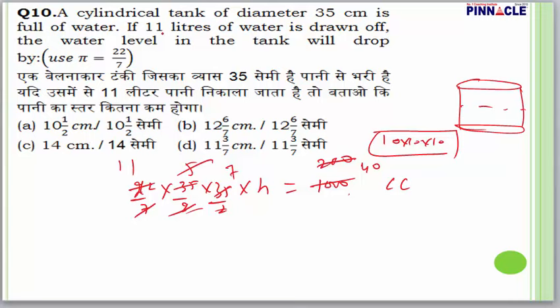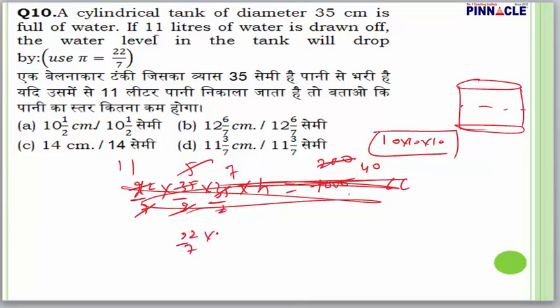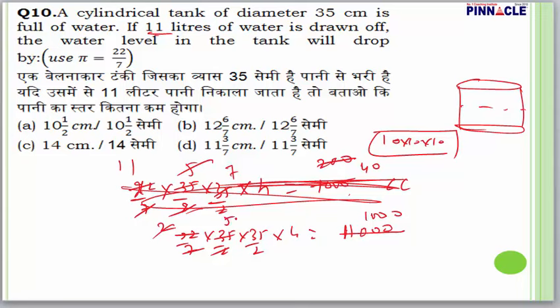This is in fact 11 liter, not 1 liter, 11 liter. Let me calculate again. 22 by 7 into 35 by 2 into 35 by 2 into h is equal to 11,000 cc, because this is 11, not 1. Then you can cancel, and it would be here 200. Then 80/7, 80/7 should be the answer. This is 80/7, answer is D.